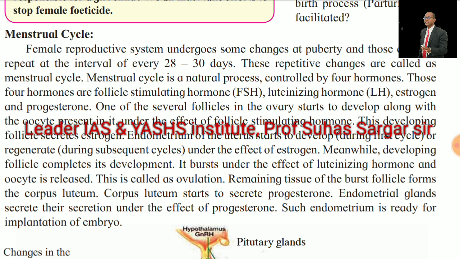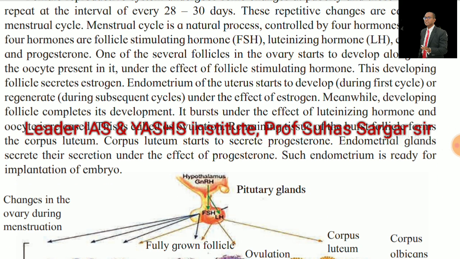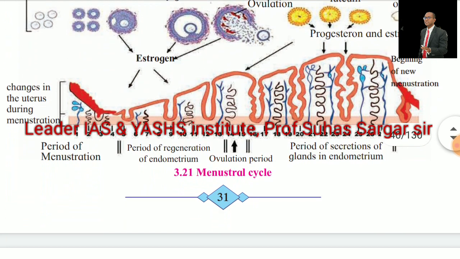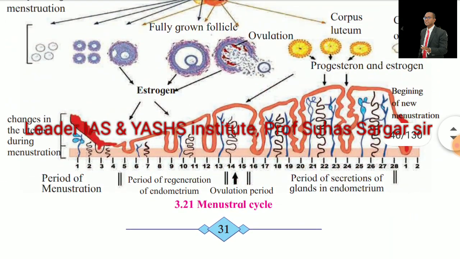The remaining tissue of the burst follicle forms the corpus luteum. The corpus luteum starts to secrete progesterone. Endometrial glands secrete their secretion under the effect of progesterone. Such an endometrium is ready for implantation of the embryo. See the pictures of the menstrual cycle.